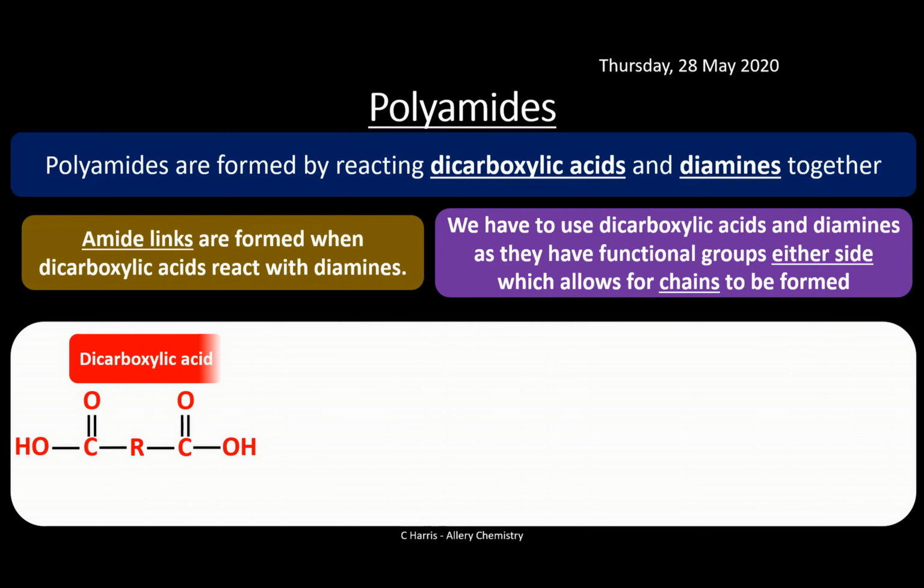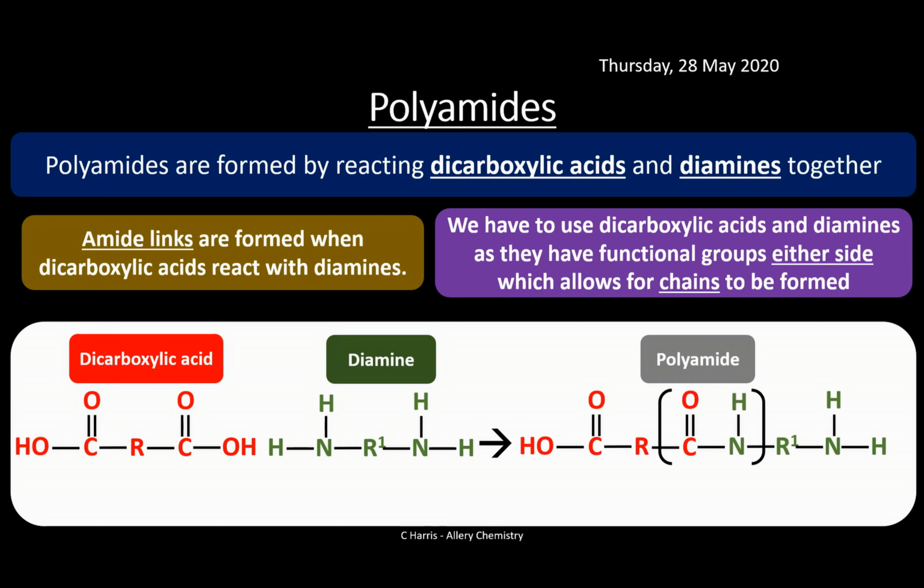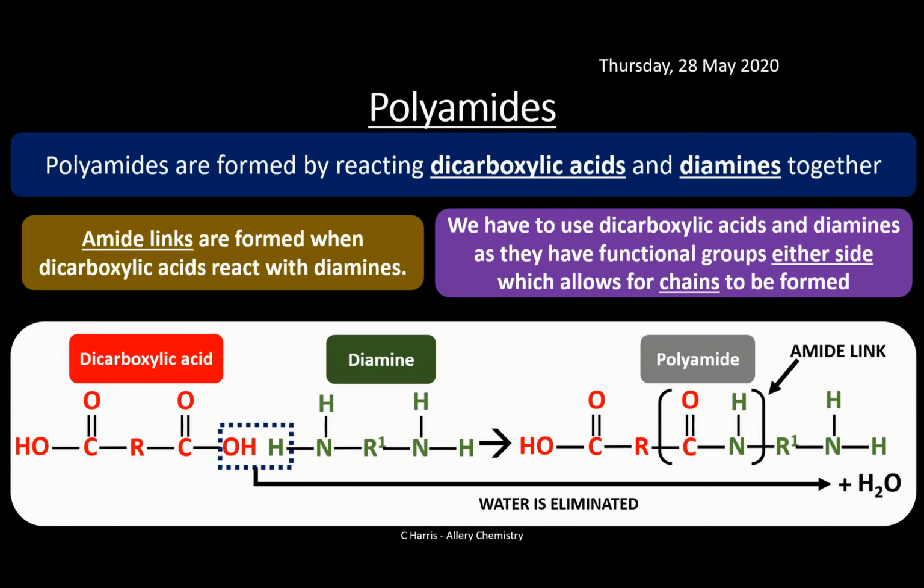So let's have a look. So we've got our dicarboxylic acid here, very classic, two carboxylic acid groups either side, and then we have our diamine, which is there, so we've got two NH2 groups either side there. So this is going to join this together and we're going to form our polyamide, and there is our amide link in the middle. Remember, an amide is where you've got a carbonyl group, which is here, bonded with an NH group, which is there. So that is definitely an amide link. Now we call this condensation polymerization because we're eliminating water as we're joining these two things together. So this is definitely a condensation reaction.